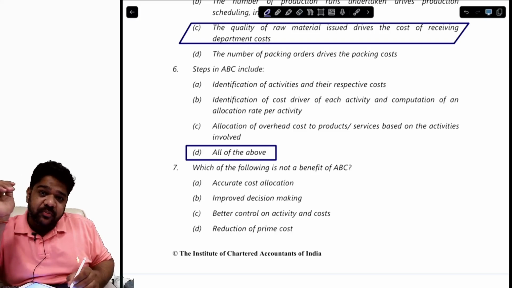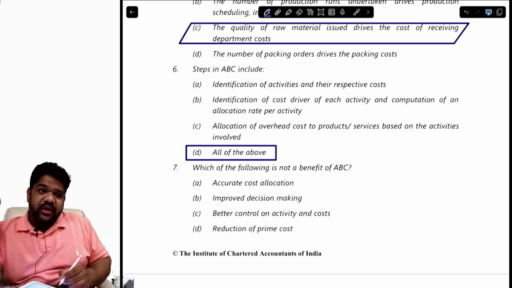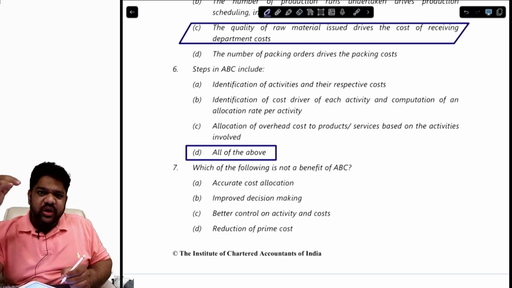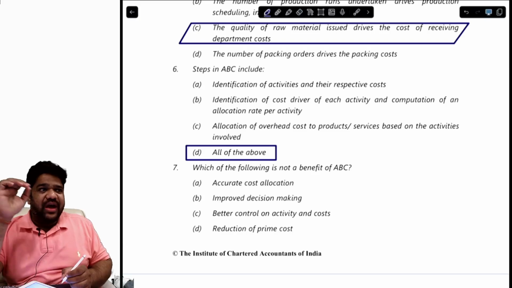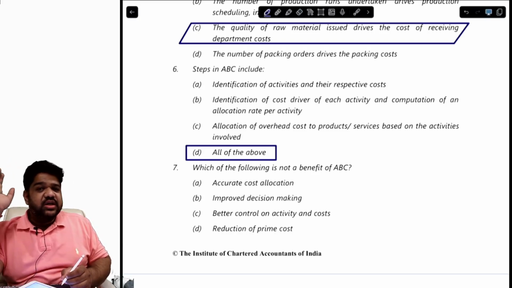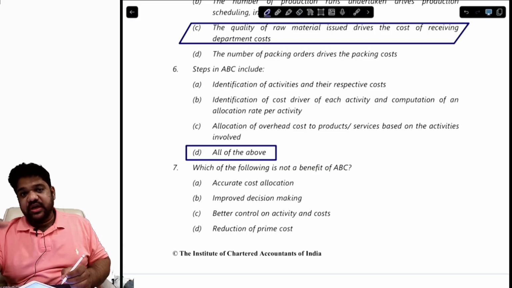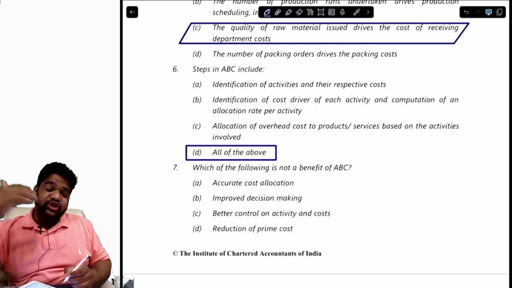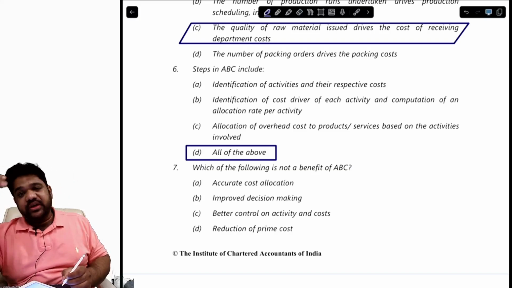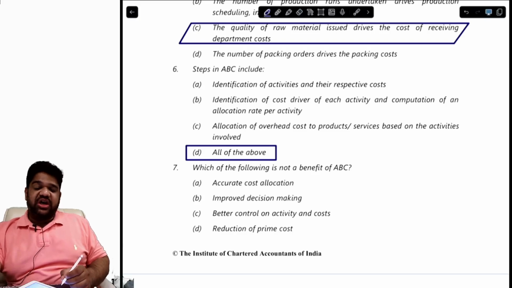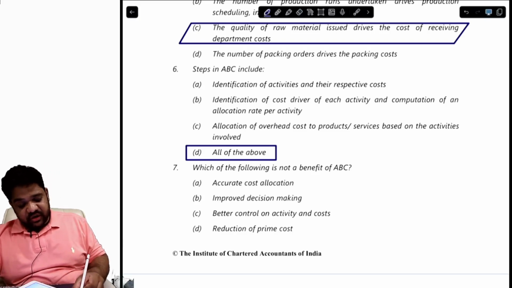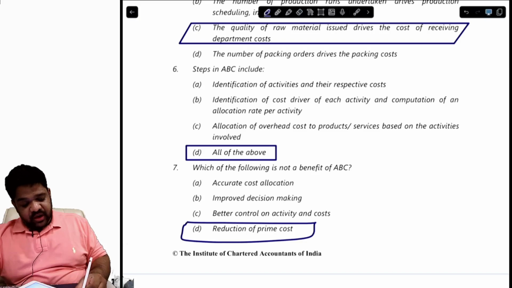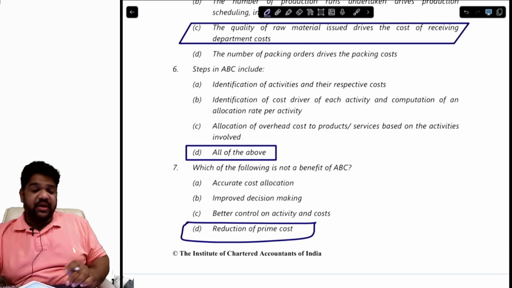I'll tell you why. There is absolutely no touch base of activity based costing to prime cost. See, the prime cost is made up of only and only the direct material, direct labor, direct expenses, and activity based costing is done for overheads. Since it's done for overheads, there is no reason for the cost to touch upon the prime cost, so it will not be able to have any impact on the prime cost.